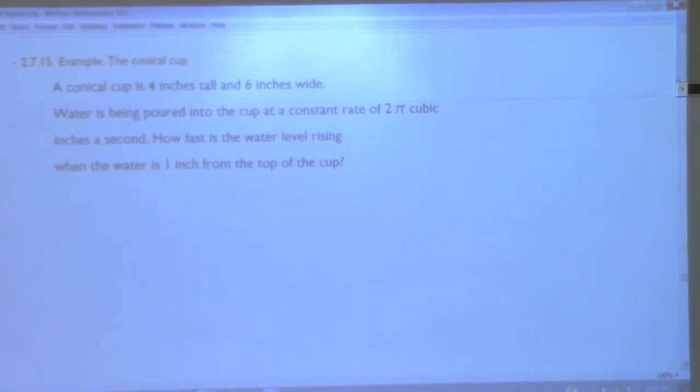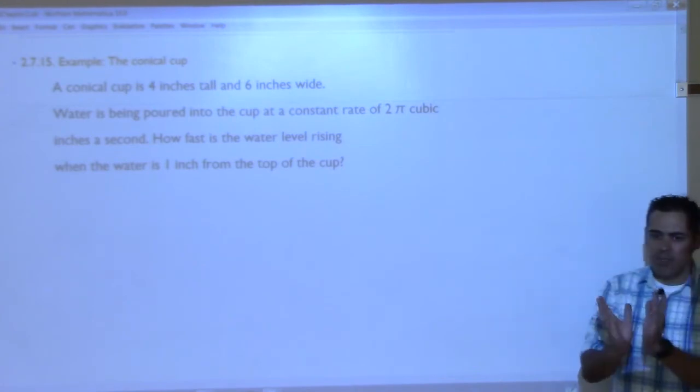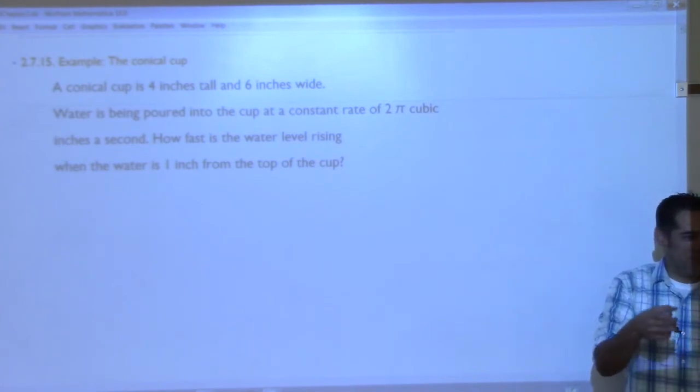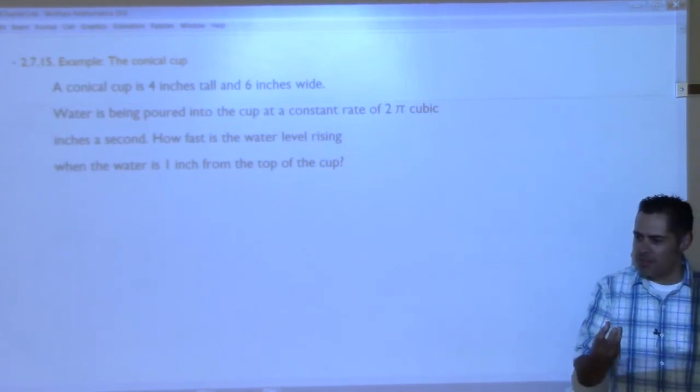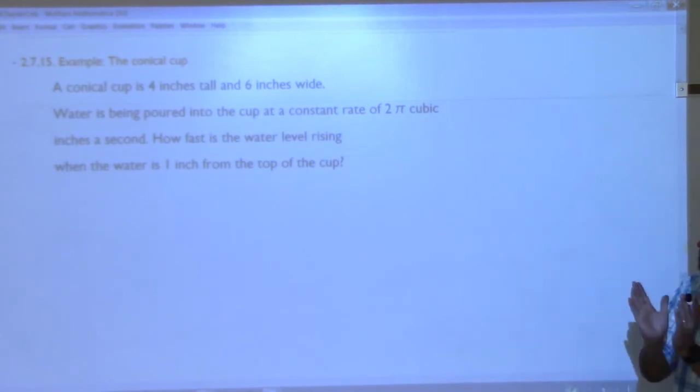A conical cup is 4 inches tall and 6 inches wide. Okay? Water is being poured into the cup at a constant rate of 2 pi cubic inches per second. That's a volume. So you've got this conical cup. You know those little white water cups that they put on the side of igloo things and you go get a drink, right? Little paper cups. Imagine we have a cup like that.